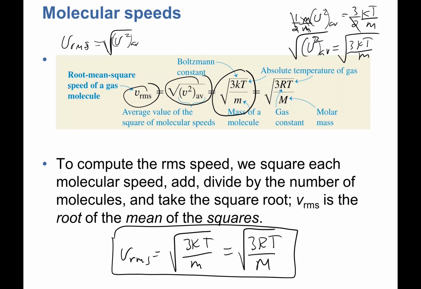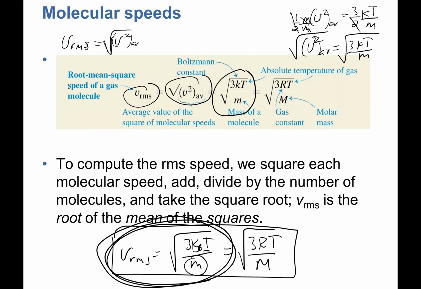Then we can compare the rms speed of, let's say, hydrogen to the rms speed of helium. Generally, one of the things we can see is, at the same temperature, which molecule will be moving faster. They have the same temperature, and k is the Boltzmann constant. That means which molecule moves faster depends on their mass, and the lighter ones will be moving faster.